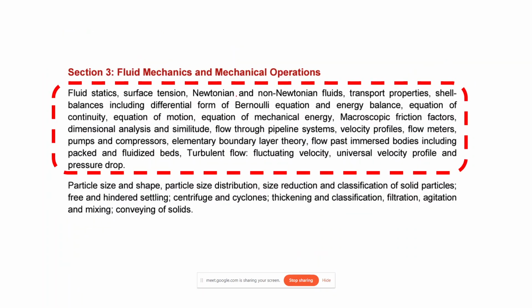So the syllabus includes Newtonian and non-Newtonian fluid, transport properties, shell balances including differential form of Bernoulli equation, energy balance, equation of continuity, equation of motion, equation of mechanical energy. So I think we are solving questions until this part. Friction factor and dimensional analysis, I don't think has been asked until now in GATE. Then we have to cover flow through pipeline systems, velocity profile, flow meters, all these parts are remaining.